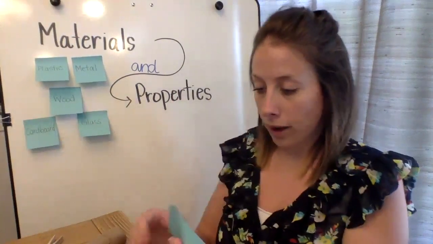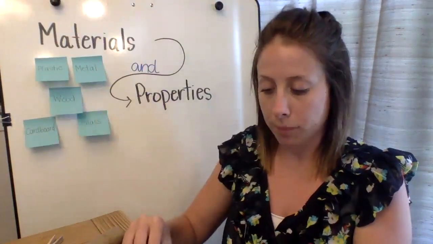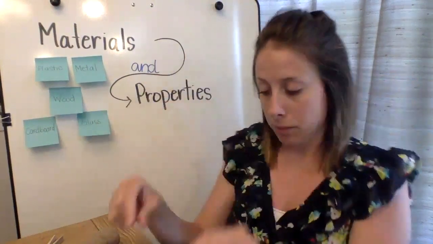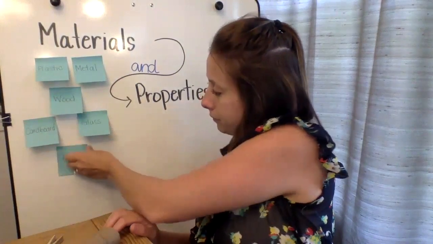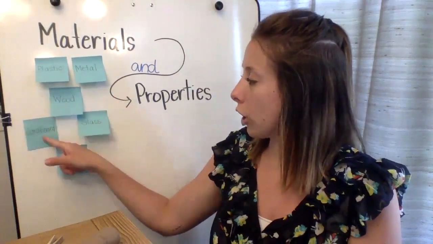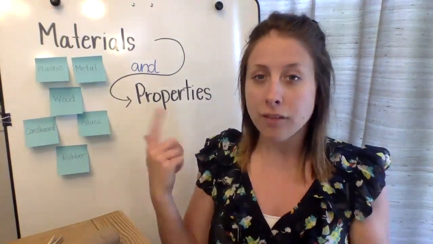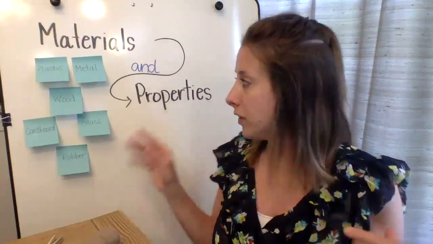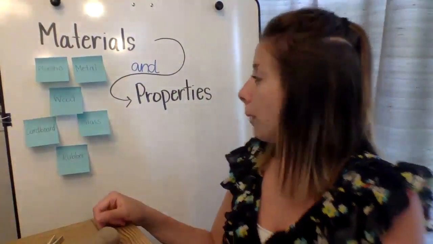And then one more I have is rubber. Rubber is a type of material. Tires are made out of rubber. Elastic bands are made out of rubber. Another common one right here, rubber. Okay. So we have plastic, metal, wood, cardboard, glass, rubber. And you guys can probably already think in your head of other types of materials, but these are just very common ones. Now we're going to go over some common properties.